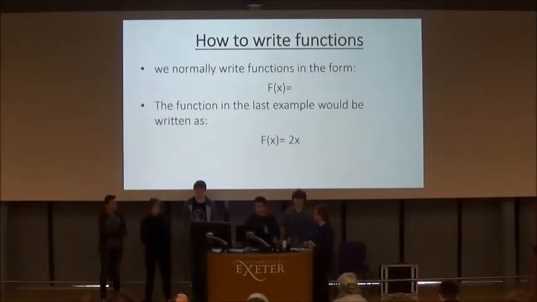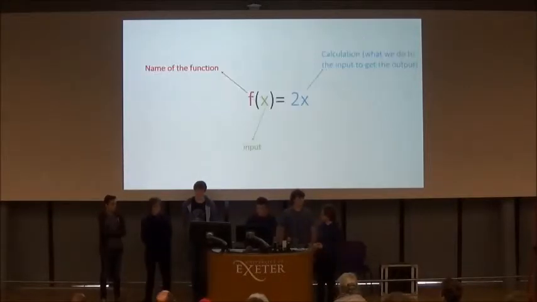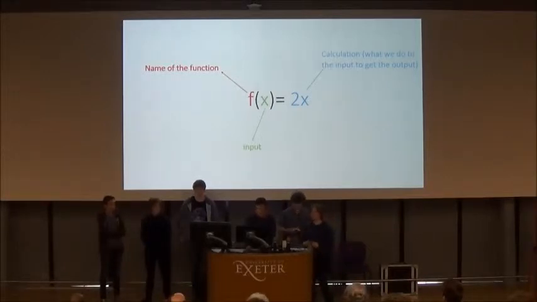Normally we write functions in a very specific way, in the form of f of x. For our last example, we'd have written it in the form f of x equals 2x. So the f part is just the name of the function. This could be anything from h, i, j, Dave, whatever you want to call it. The x is the input, so what we're inputting into the function. And the blue bit after the equal sign represents the calculation, what we're doing to the input to get the output. So in this example, we're multiplying the input by 2, so we get 2x.